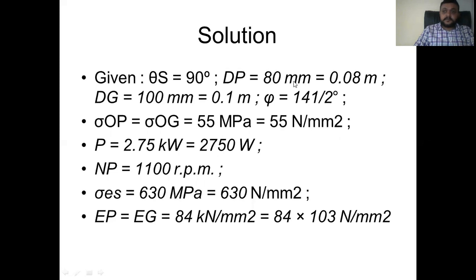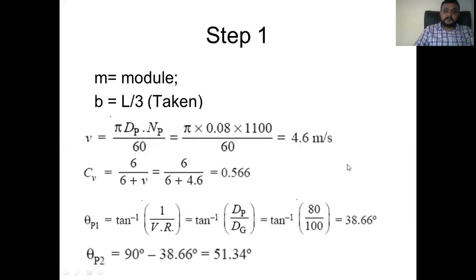Theta s, dP, try to convert it into meter, 14.5 degree pressure angle, and static stress for pinion and static stress for gear is the same. Power is given in watt. RPM of pinion is given as 1100 RPM, and endurance strength is given for the gear material, with modulus of elasticity for pinion and gear material the same, as we have discussed in the previous slide.